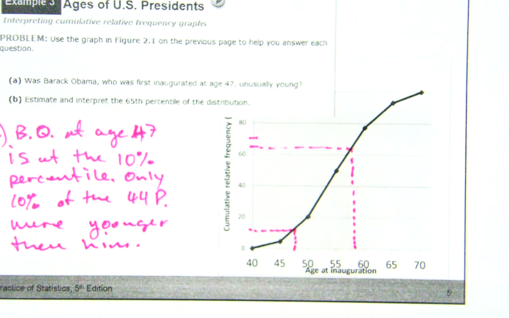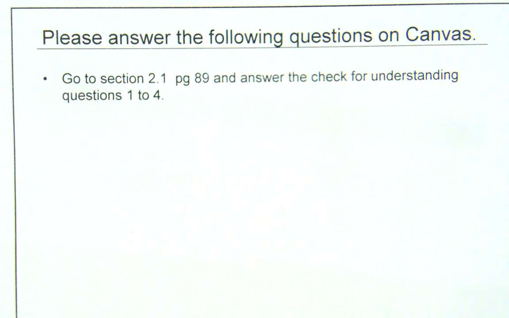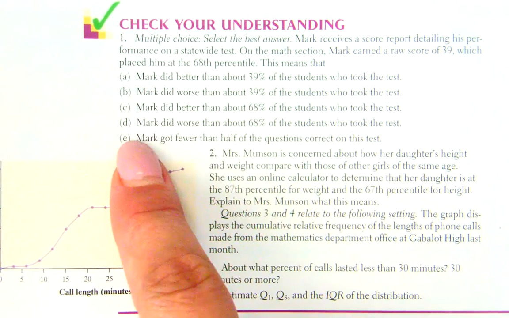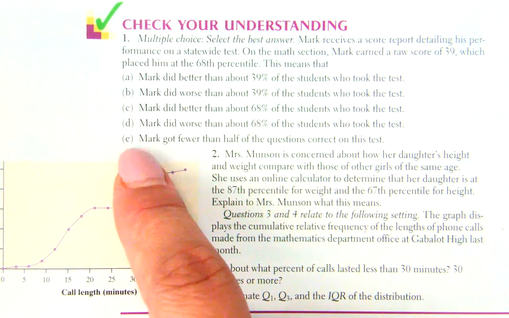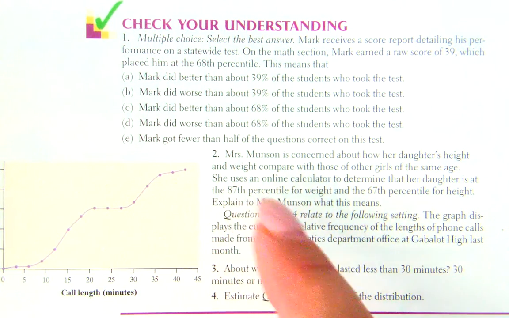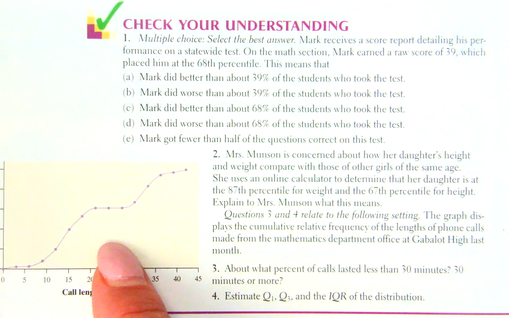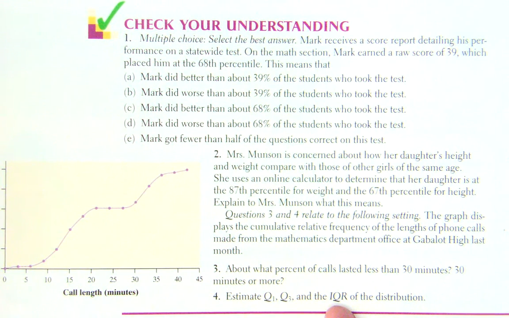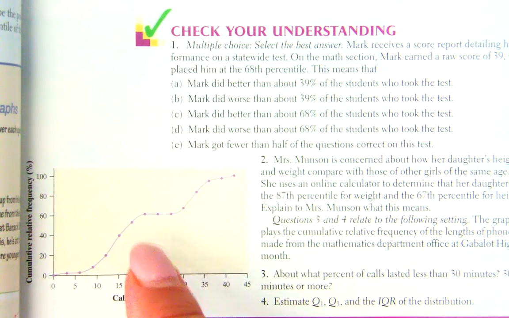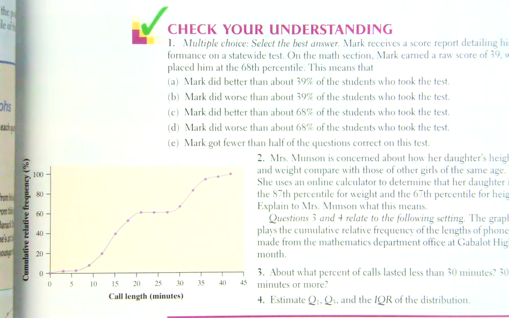Okay, now, next part is for you guys to go to section 2.1, page 89, and answer the check for understanding questions 1 through 4, which look like this right here. Number 1 is multiple choice. You don't have to copy the whole sentence down. Just give me A, B, C, D, or E. Number 2 is standalone. Questions 3 and 4 are related to the graph over here, estimating Q1, Q3, and IQR of the distribution. It shouldn't be too difficult to do, especially since this is the cumulative relative frequency. Do the best that you can with those. And that should be it for this video.